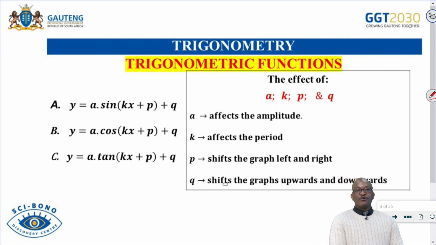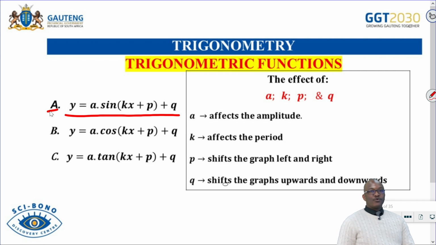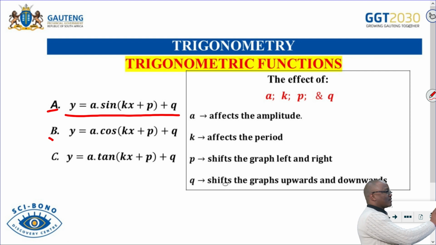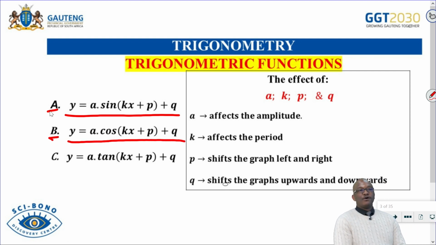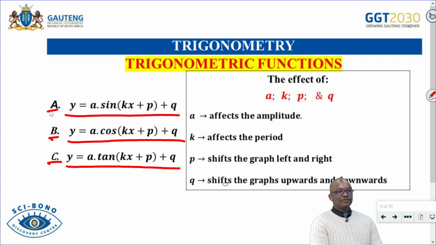So, with trigonometric functions, we have three functions in trigonometry. The first one is the equation y = a sin(kx + p) + q. With the second one, we have the equation y = a cos(kx + p) + q. And the third one, we have the equation y = a tan(kx + p) + q.